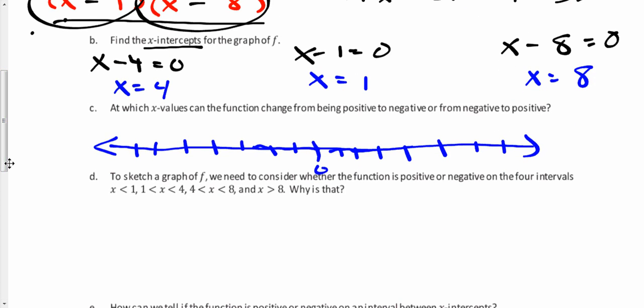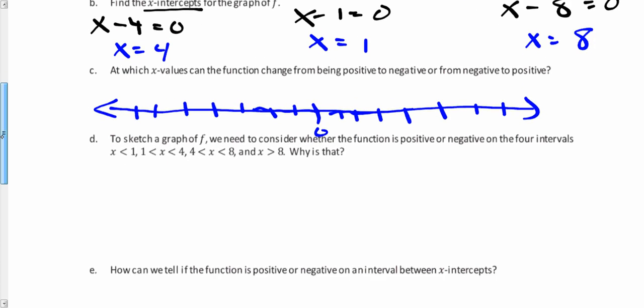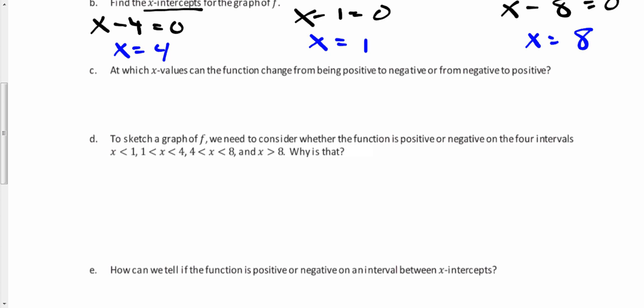All right. So, to sketch a graph of this, I need to know when this thing can change from negative to positive or vice versa. I need to know. Reason being, let's think about this. If I know where this thing crosses 0, right?